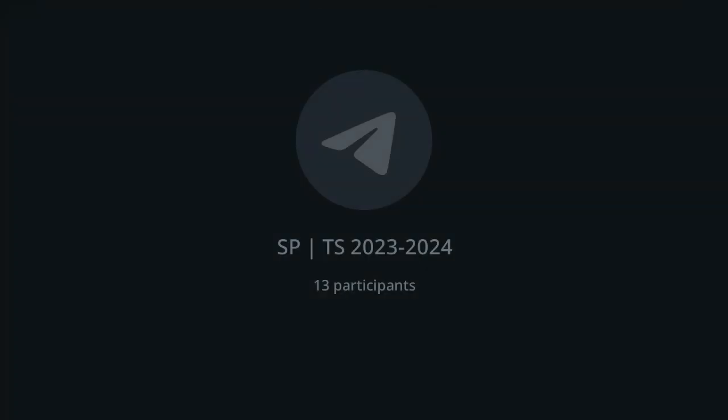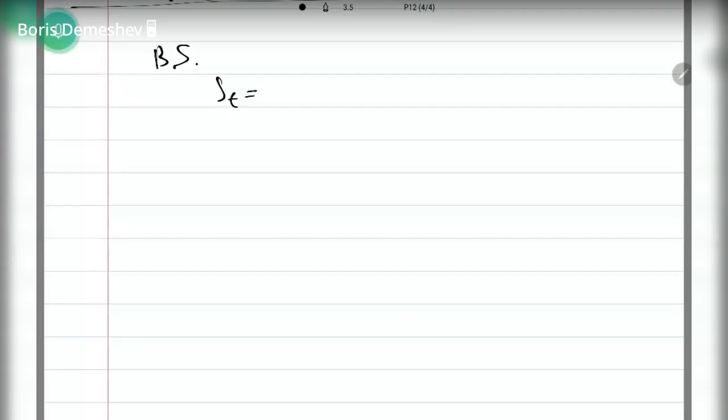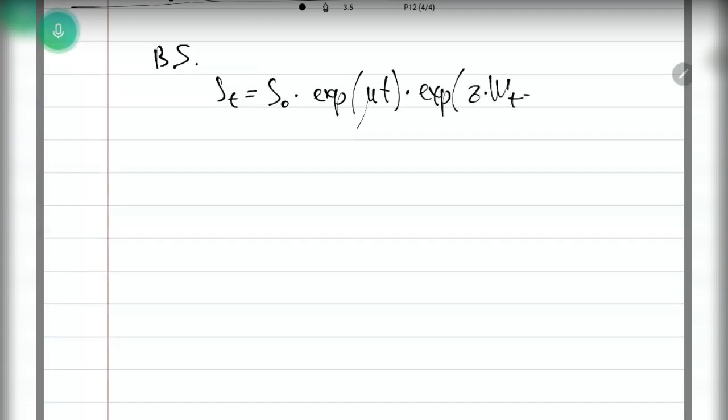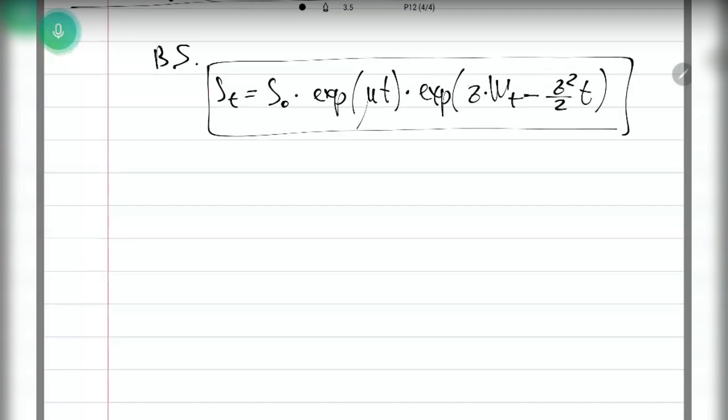Okay, let's see why we need this process. Let's consider the Black-Scholes model. In the Black-Scholes model, the price S_t is given by the process S_0 times exponent of mu t times exponent of sigma W_t minus sigma squared over 2 times t. That's the behavior of a share price in the Black-Scholes model.